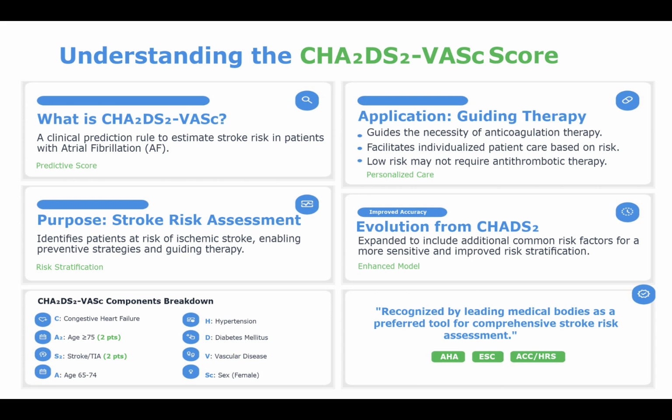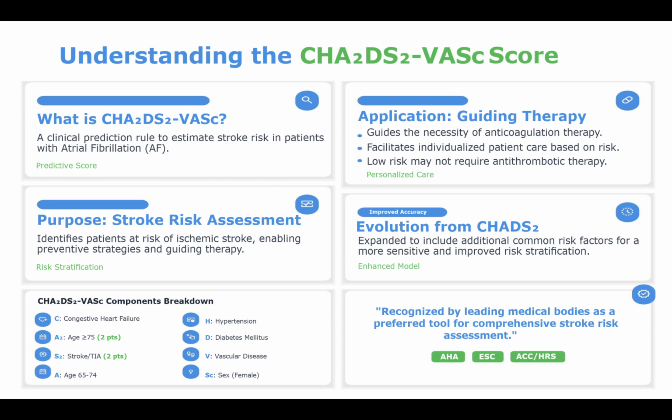As many of you know, atrial fibrillation is a condition where the heart's upper chambers beat irregularly, which can lead to blood pooling and the formation of clots within the heart. These clots can then dislodge, travel to the brain, and cause a devastating ischemic stroke. The CHA2DS2 score is our critical compass, helping us pinpoint which patients are at higher risk of this event.